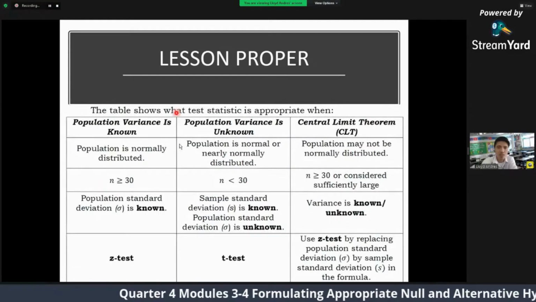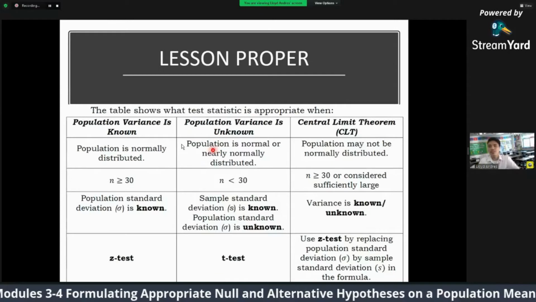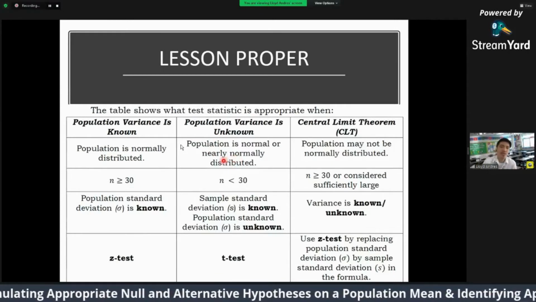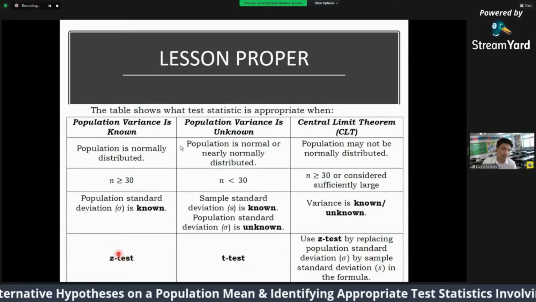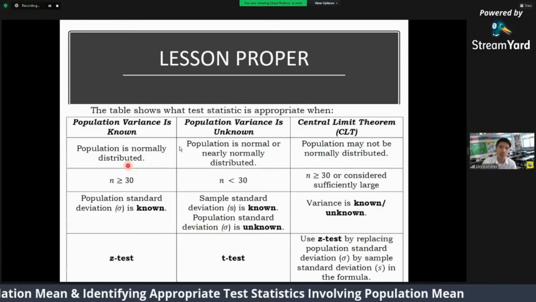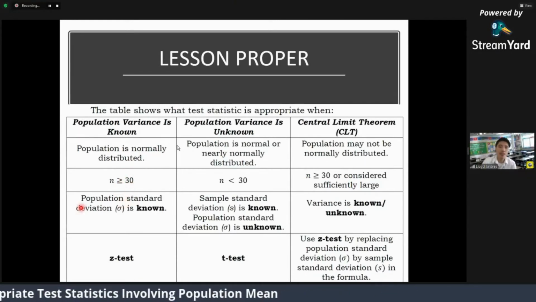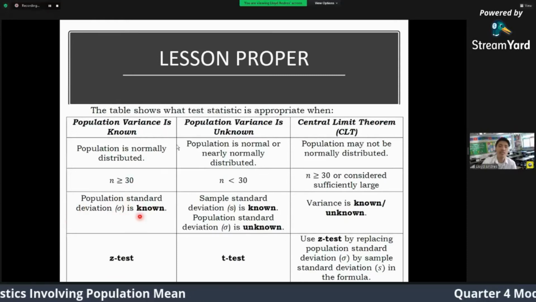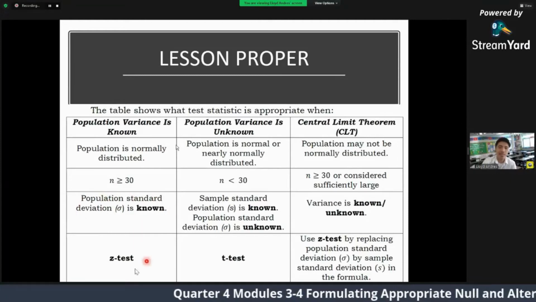So the table shows which test statistic is appropriate when, kanus-a ka mag z-test, kanus-a ka mag t-test. So z-test, kung population is normally distributed or sample size is greater than 30 and population standard deviation is known. So basically, kung population standard deviation is known, z-test ta.